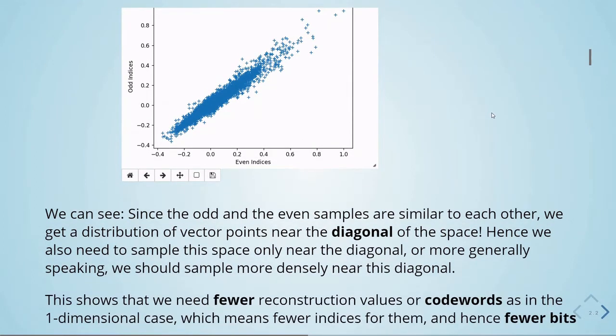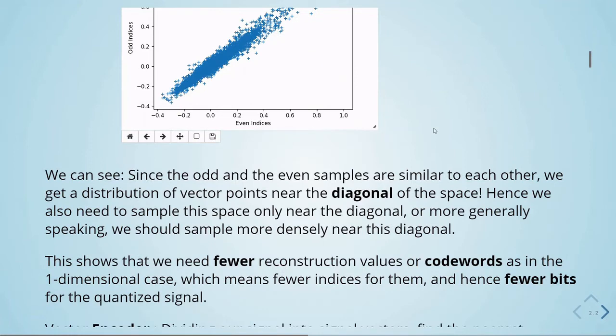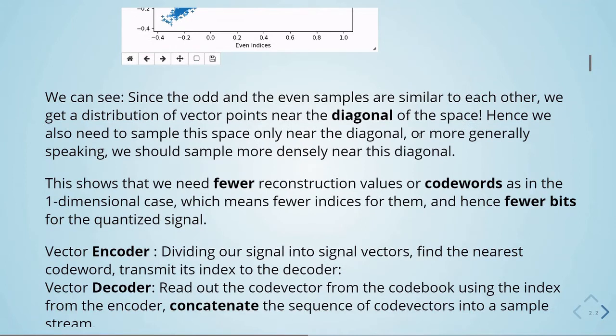Since the odd and the even values are similar to each other, we get a distribution of vector points near the diagonal of the space. So we need to sample this space only near the diagonal. More generally speaking, we should sample more densely near this diagonal. This shows that we need fewer reconstruction values or fewer code words compared to the 1-dimensional case, which means fewer indices for them and fewer bits for the quantized signal.